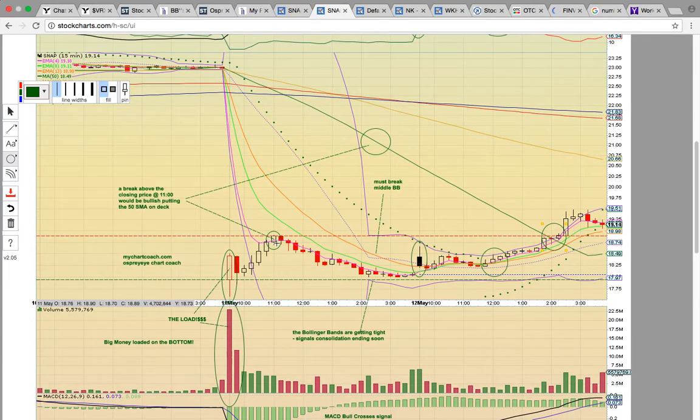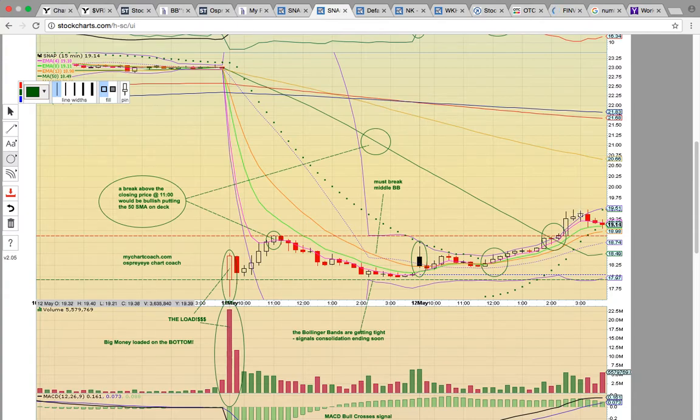What we were looking for was a move above the 50 simple moving average and the closing price at 11 o'clock. We stated all this before it happened. We were looking for a break above the closing price of 11. That would put the 50 SMA on deck. And what we did state as well is the 50 SMA was coming down fast. So notice how the break above the 11 o'clock price and the 50 SMA was at the exact same time. Notice how this candle broke both levels at the same time. And so that was your signal that the chart was really strong and that there was more upside potential.